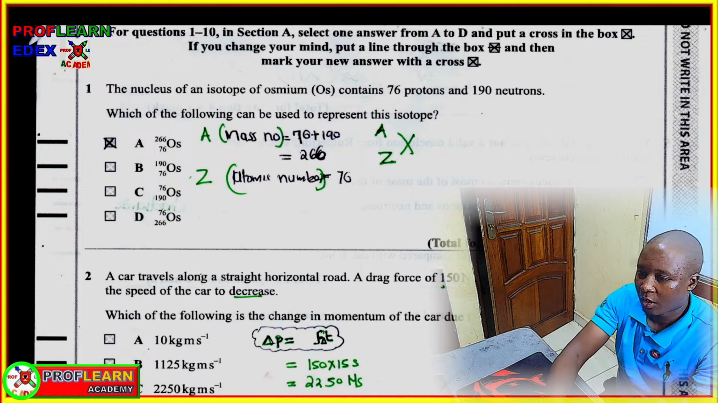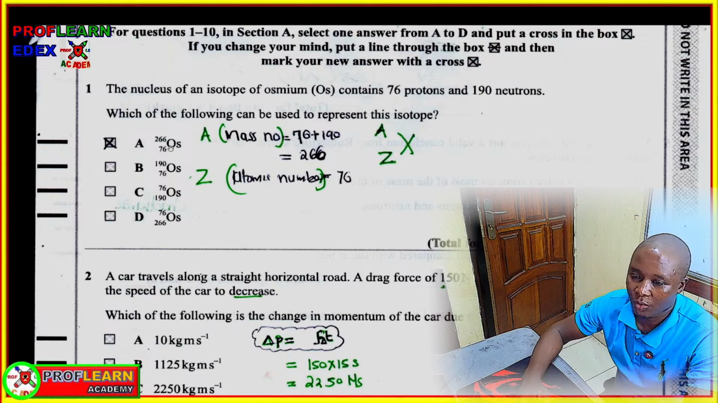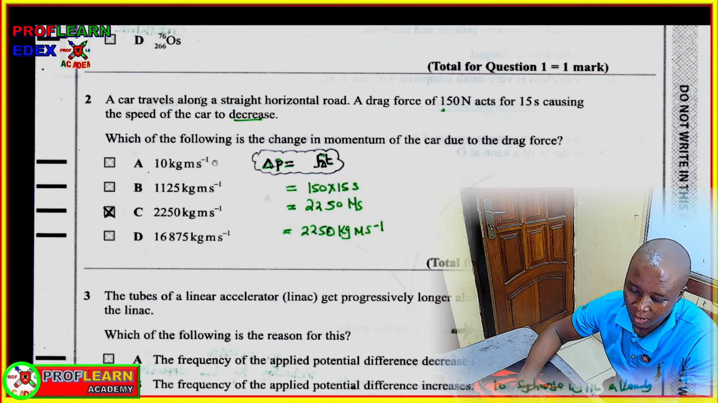So you need to understand the structure of an atom. And in this case, you can see here, in question number 1, we are told that the nucleus of an isotope of osmium, Os, has 190 neutrons.